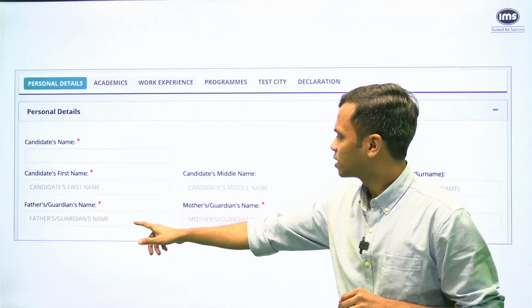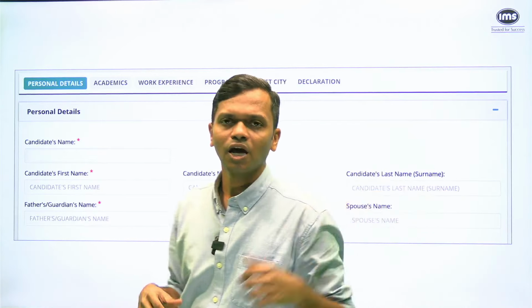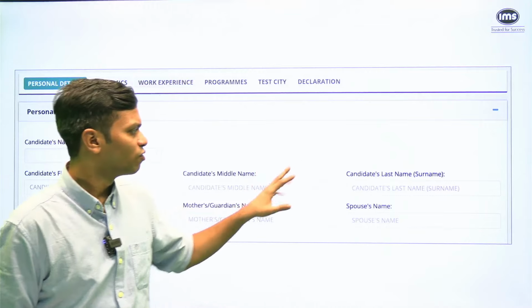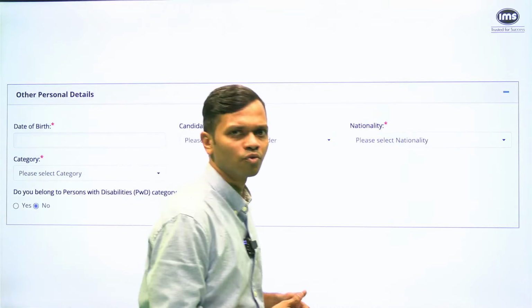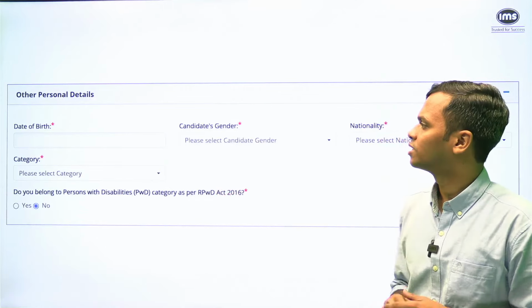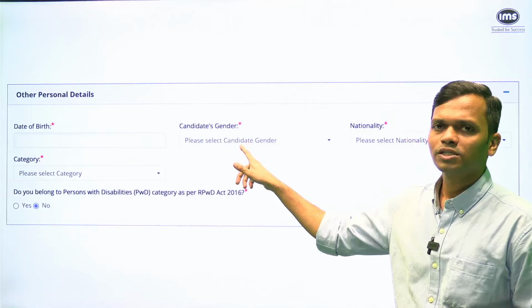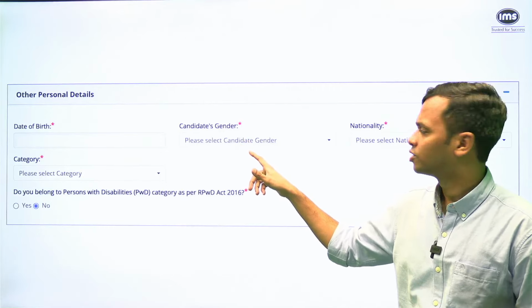Then you have father's guardian's name, mother's guardian's name, and spouse's name if that is applicable. The last one is an optional field. So you fill all of this information, then you can move forward. Now moving on to the next set of personal details, you start with date of birth, again pre-populated. Gender you can select, there are 3 options, male, female, transgender.